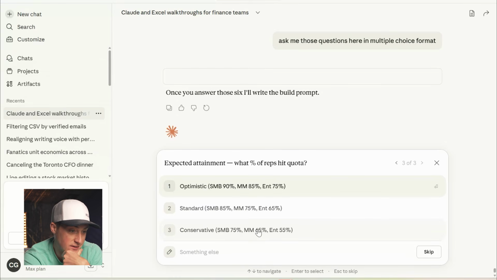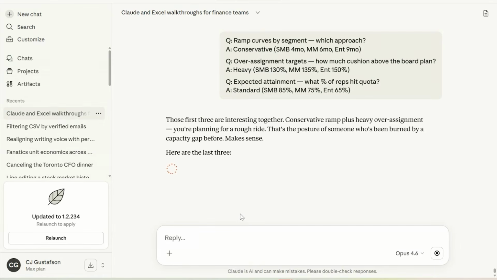Heavy. Expected attainment. I'm going to go with standard, so 85, 75, 65. Conservative ramp plus heavy over assignment. You're planning for a rough ride. All right, I didn't ask for the commentary there. That's the posture of somebody who's been burned by... I have. How'd you know?